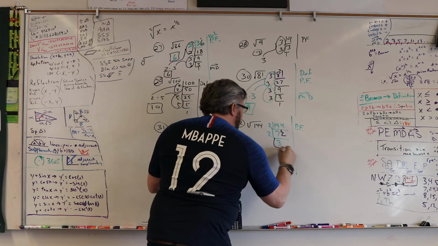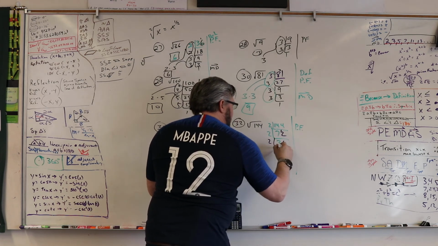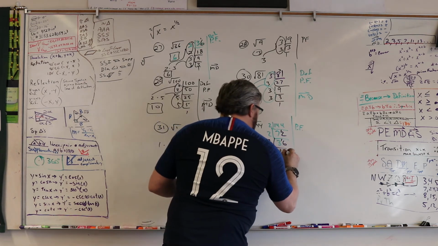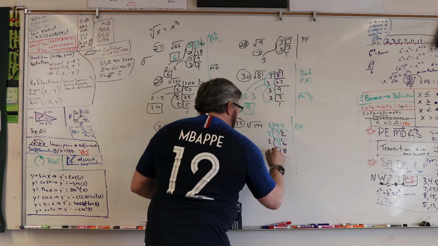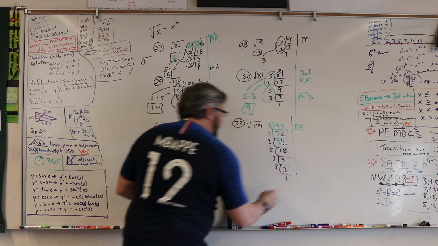So we're going to go 2 goes into 12 6 times. And now I say 2 goes into 36 once with 1 left over. 2 goes into 16 8 times. 2 goes into 18 9 times. 3 goes into 9 3 times. 3 goes into 3 once.